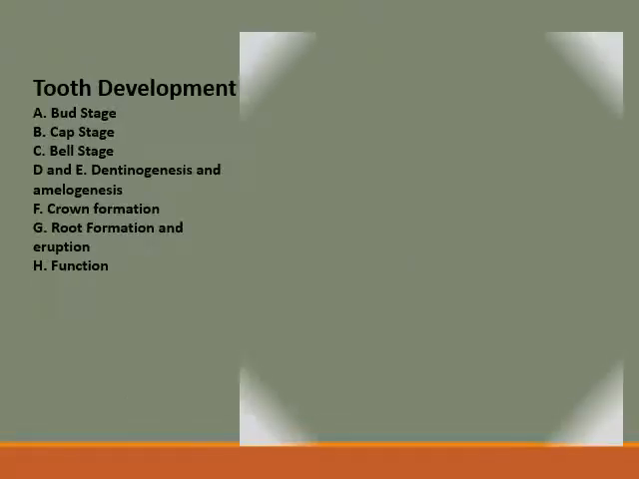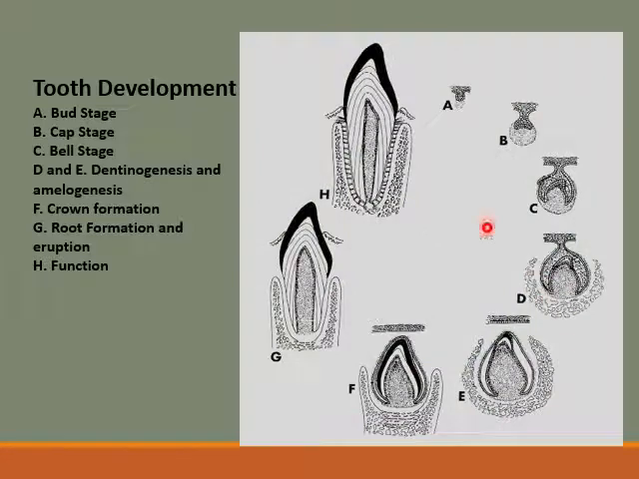Tooth development. In this picture, in A, this is the bud stage. In B, this is the cup stage of tooth development. C is the bell stage. And in D, we have dentinogenesis, meaning the dentine formation, and amelogenesis, which is the enamel formation. In E, the crown formation.